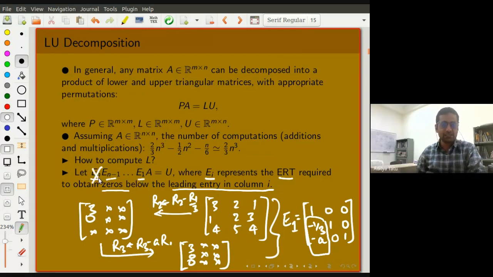Okay, I'll repeat this. Each Ei, as you can see in this example, is going to be enough to bring the required number of zeros in that particular column i.